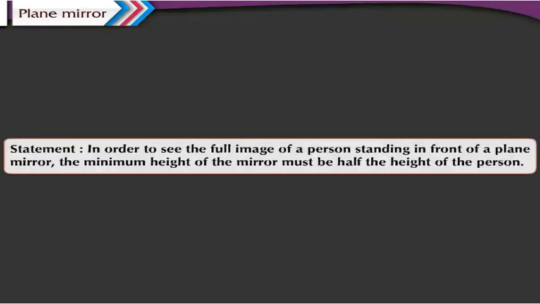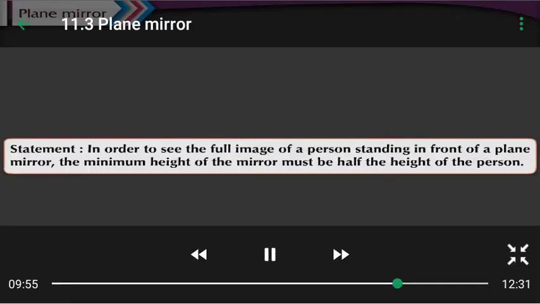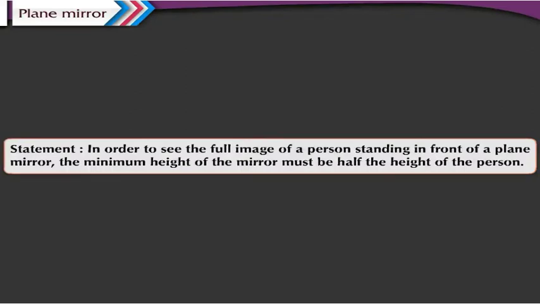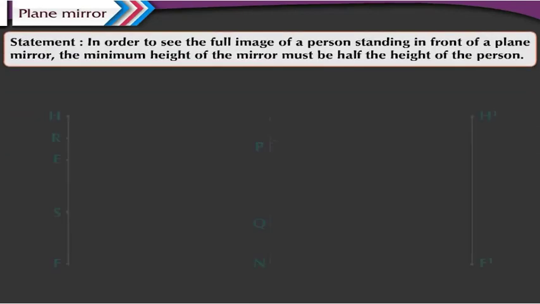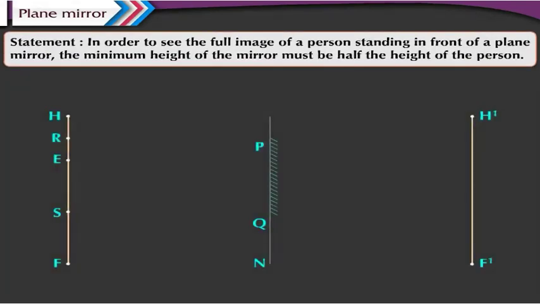Let us now prove that in order to see the full image of a person standing in front of a plane mirror, the minimum height of the mirror must be half the height of the person. This can be proved with the help of a schematic diagram. Here, HF represents the person standing in front of a plane mirror PQ in such a way that PQ is parallel to HF. The mirror PQ is at a height of NQ from the ground and is perpendicular to it.